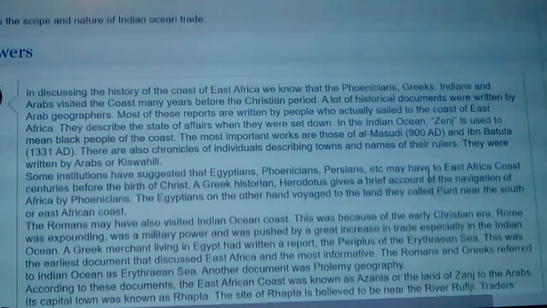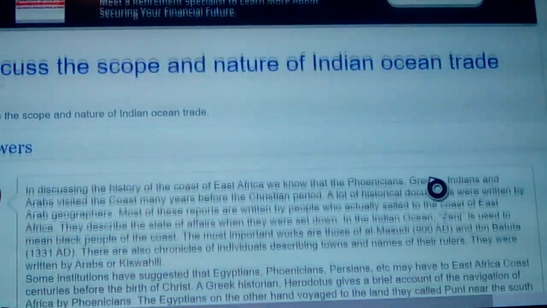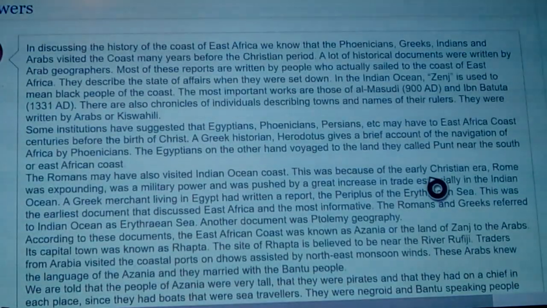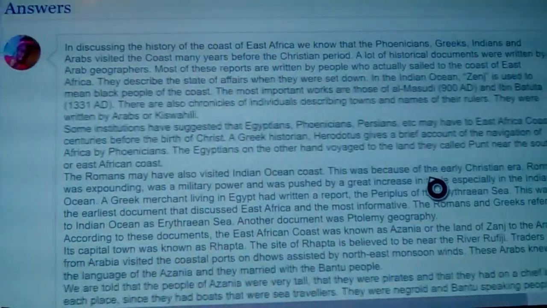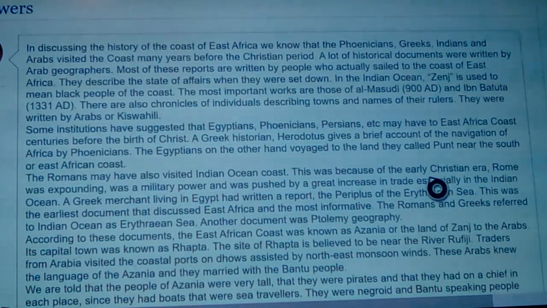I don't know, man. Because she didn't really discuss the scope and nature of the Indian Ocean trade and only tried to talk about East Africa and tried as hard as she could to fit Bantus in there somehow, I'm going to give the black girl here perhaps a B minus.